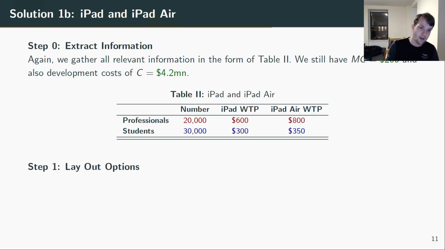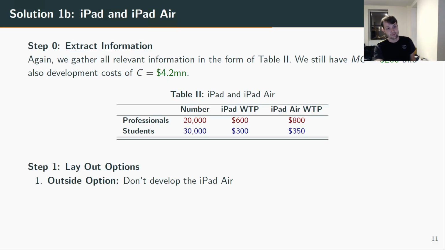Laying out the options. Well, we always have an outside option. We can say we're not going to develop the iPad Air. We already know that in that case we're going to make 8 million. That's from the previous question.